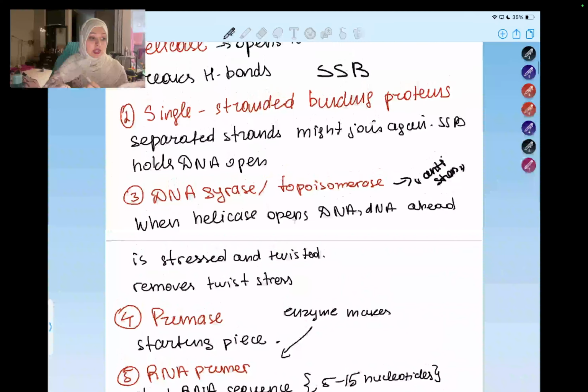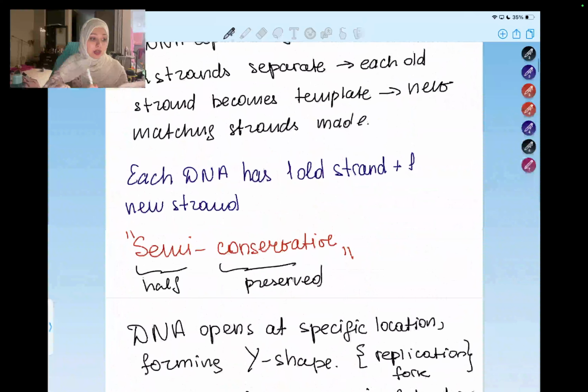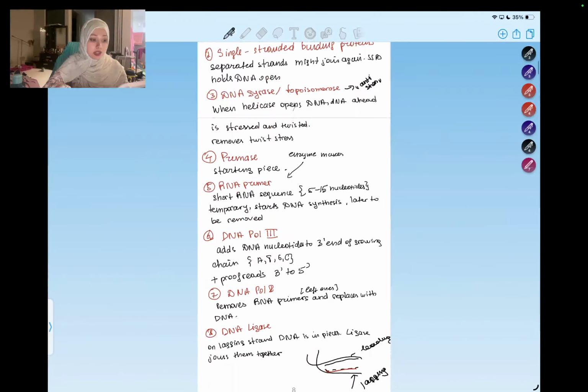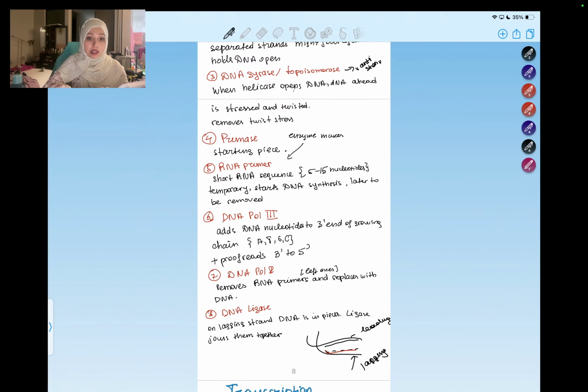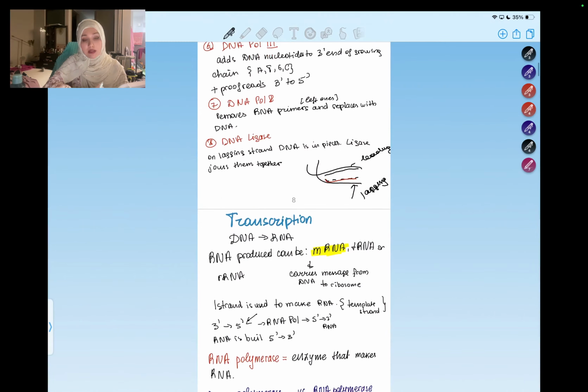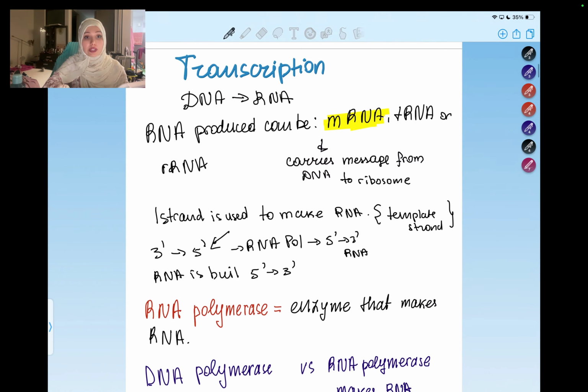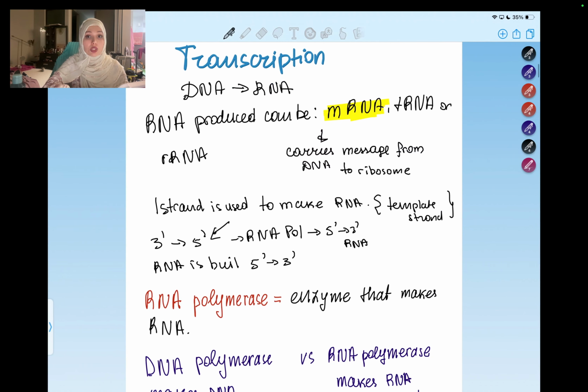Okay, so this is it for the first process, which was DNA replication. These are all the enzymes that help us. This was all just the process of DNA copying itself. The next process is transcription, where we turn DNA into RNA. The RNA produced can be, as we have mentioned before, messenger RNA, tRNA, or ribosomal RNA. But the most important one is messenger RNA.